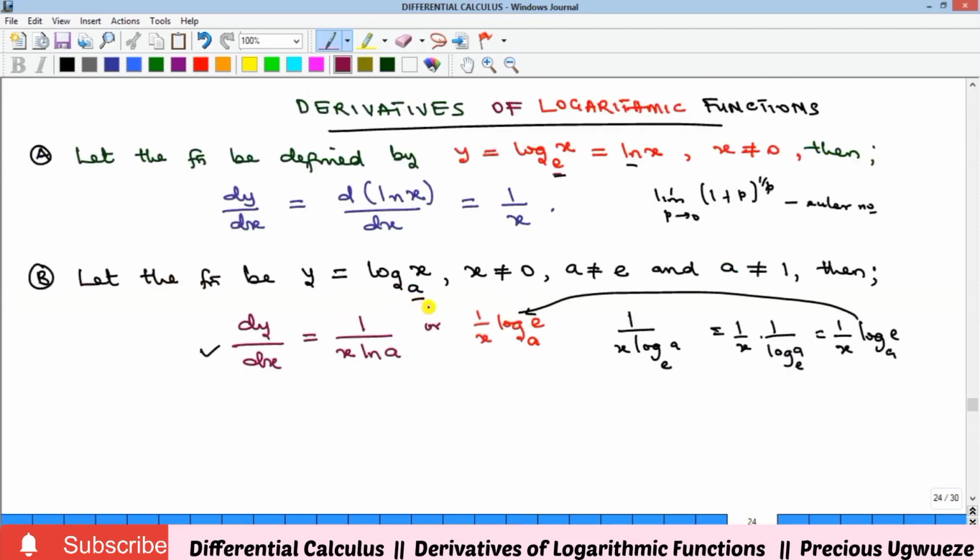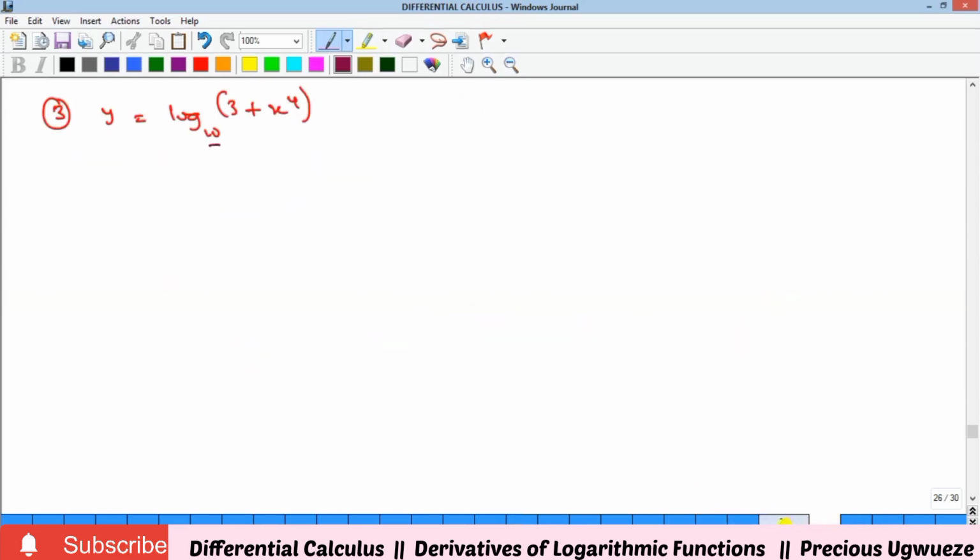A here represents any other constant except e and 1. Okay, so let's go. So for this now, what do we do here? We recall that, of course, we are going to give a name to our u here. So that means our u is going to be 3 plus x raised to power 4, which implies that du dx is equal to 4x raised to power 3. Of course, the 3 is going to be 0.